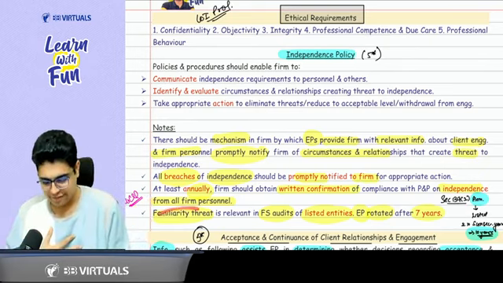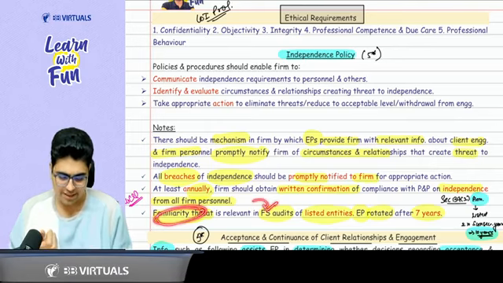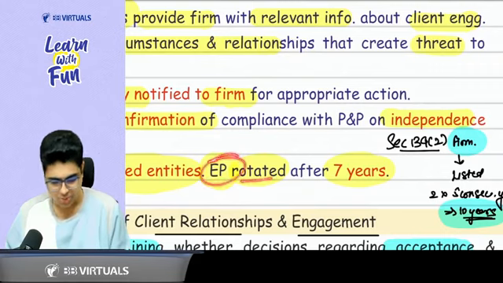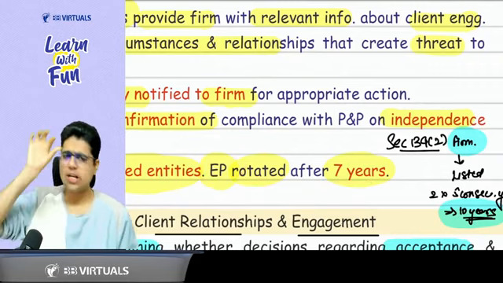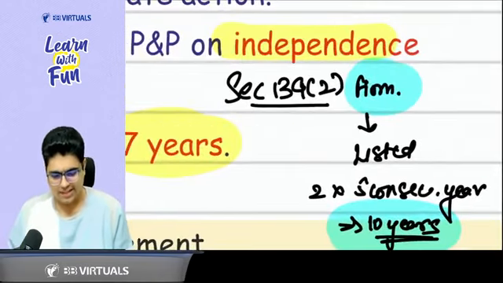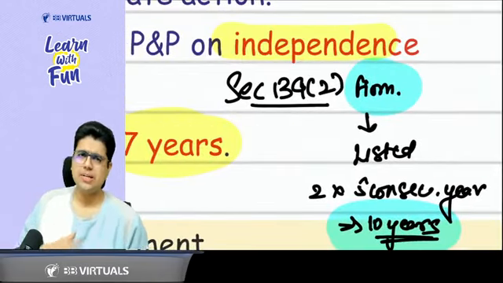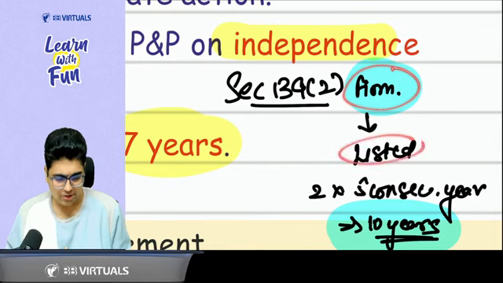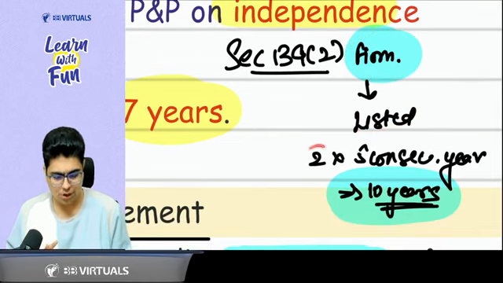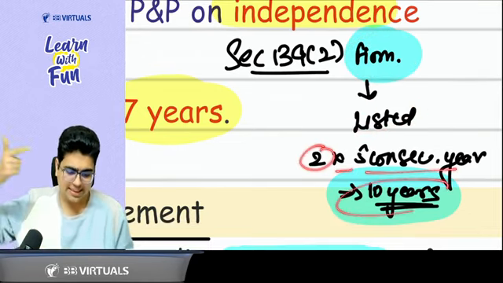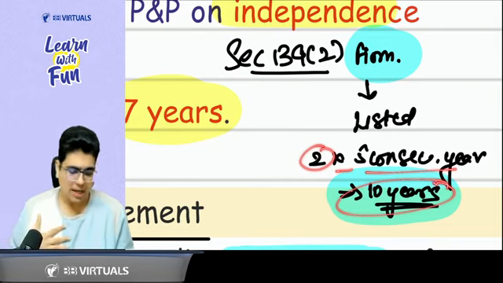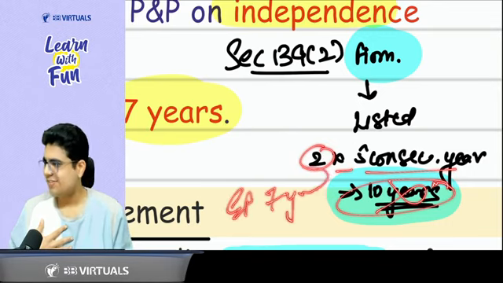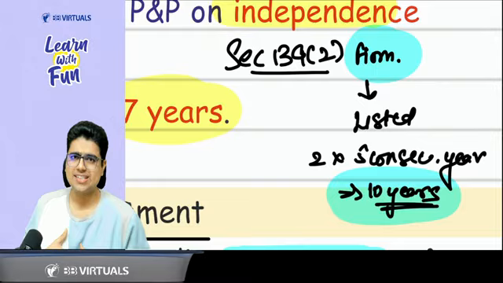Last, they say, familiarity threat is very relevant in the financial statement audit of a listed entity. So in this case, the engagement partner should be rotated after 7 years. Now please understand this point. We all have studied section 139 subsection 2 in Companies Act 2013. Got it, sir? It says that whenever a firm is doing the audit of a listed entity, they can continue the audit for 2 terms of 5 consecutive years, that is the 10 year. But can the engagement partner continue for 10 years? Answer is no. For the engagement partner, this is only 7 years. Only 7 years he can continue as an engagement partner.